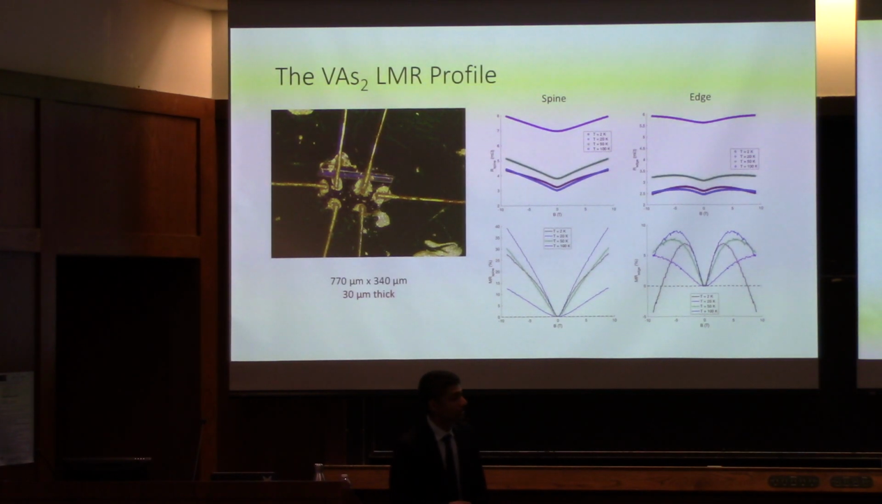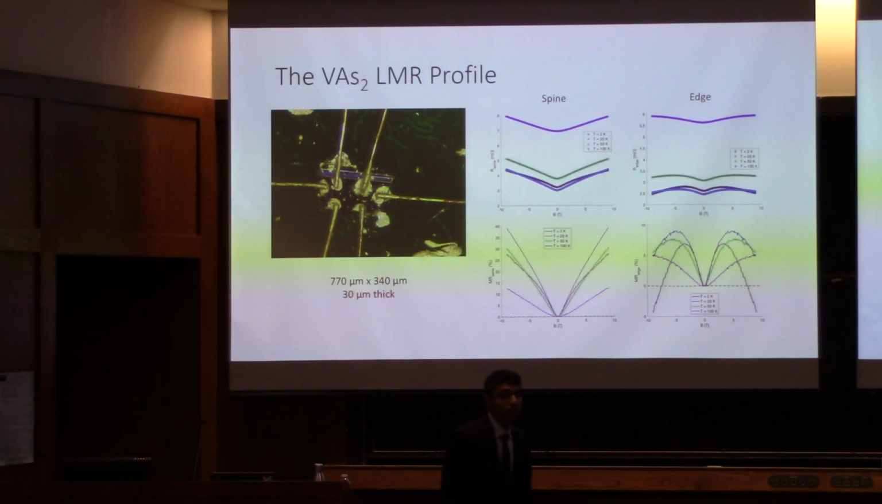So now we apply this to vanadium diarsenide. In vanadium diarsenide, we had a 770 micrometer by 340 micrometer sample, about 30 micrometers thick. We see the characteristic V shape across the spine, and a slight hat shape across the edge. Here we still see a negative LMR profile. However, it's at lower temperatures, same thing with the bismuth. We can conclude that because we have a very small thickness, the configuration is close to ideal. We have our current contacts relatively small, and no overlap between the current contacts as well.